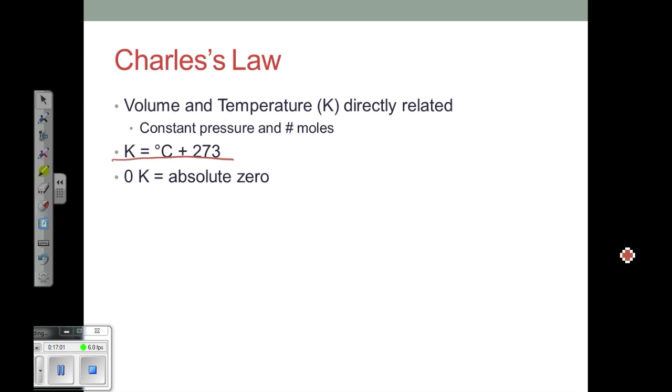It's important. Everything you convert from Celsius, convert it from Celsius to Kelvin. That way we never have a number that is 0 or less than 0. Because here's our equation right here. V1 divided by T1 equal to V2 divided by T2.